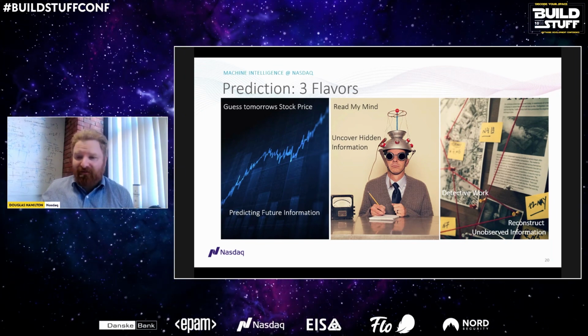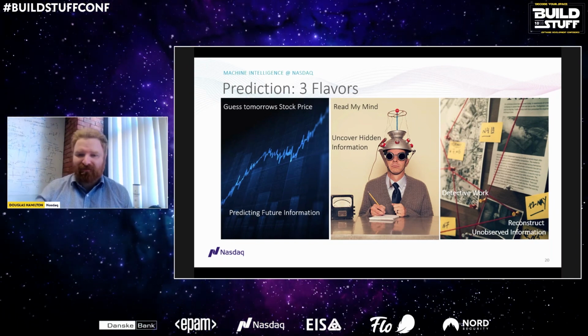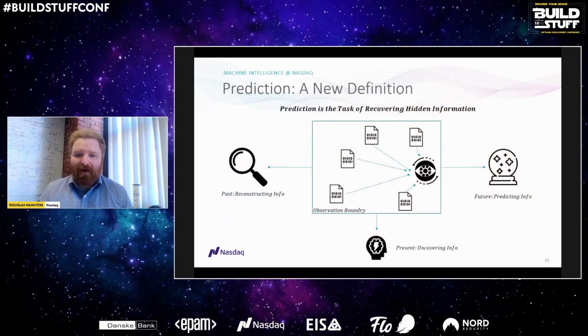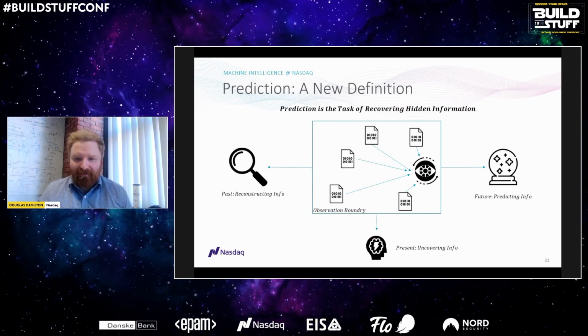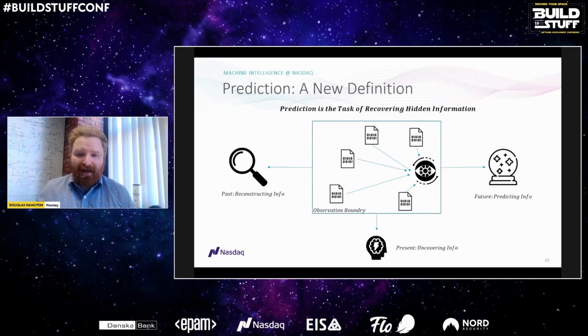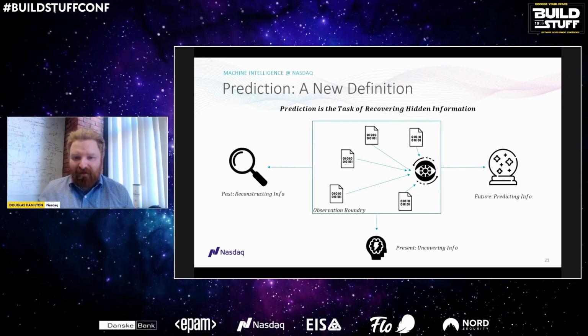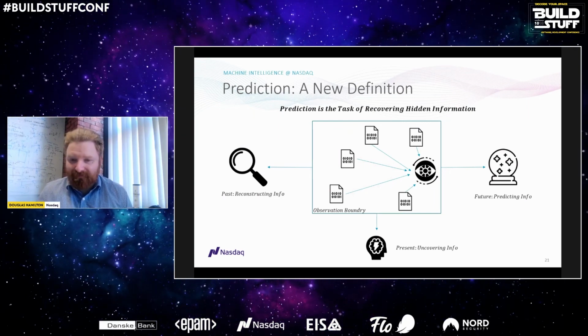And the reason this is a flavor of prediction is that all 3 of these are tied together by the same theme. That is, that prediction is the task of recovering hidden information from external observation. And so here's a model of prediction that we use as data scientists. That is, we make an observation within an observation boundary using particular information, right?